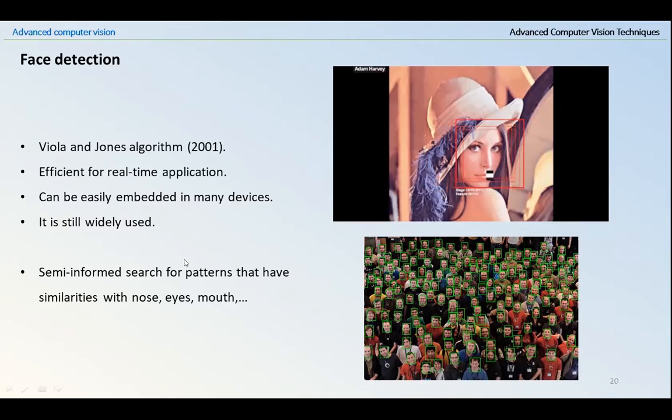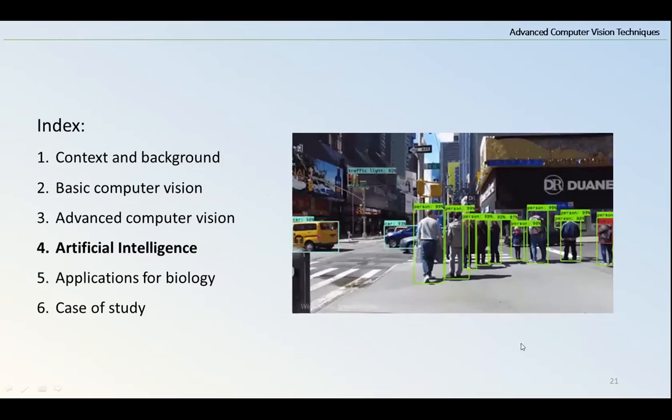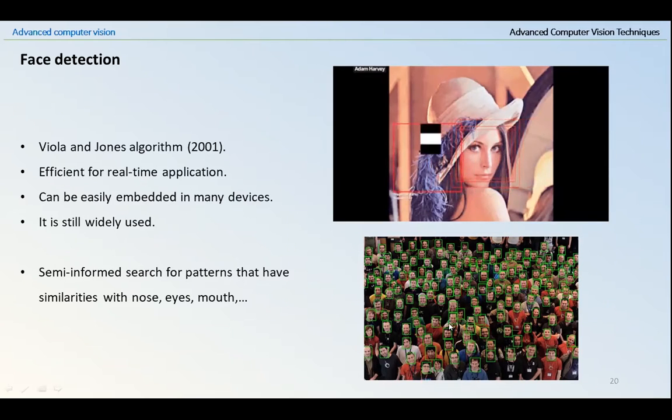It also uses a sliding window method, but instead of having specific templates, because we cannot have templates for all the people in the world, it looks for common patterns like noses, eyes, mouth, and their relative positions between them. And that's what is used for the location of the faces.